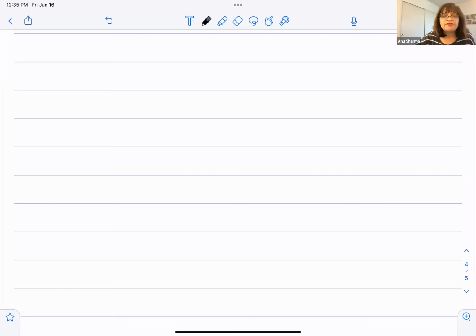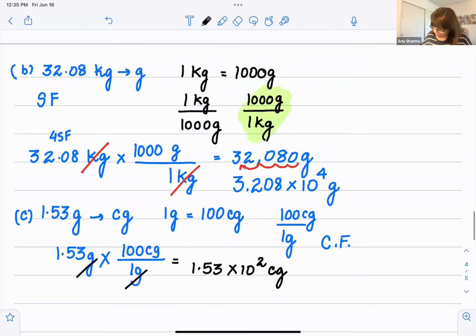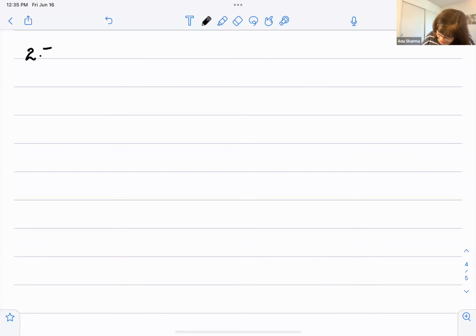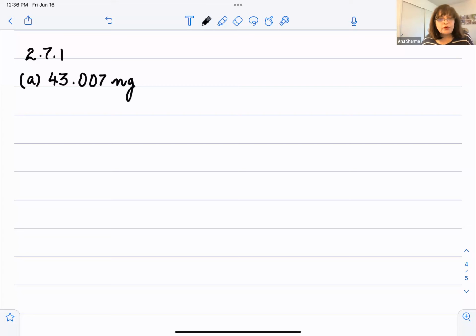So here you are not given the direct conversion. So this is the indirect conversion. So this one now is 2.7.1. Okay, so here perform each conversion in one multi-step calculation. So one multi-step calculation is all in one line. Okay, so here you are given, the first one is the nanograms to kilograms. 43.007 nanograms.